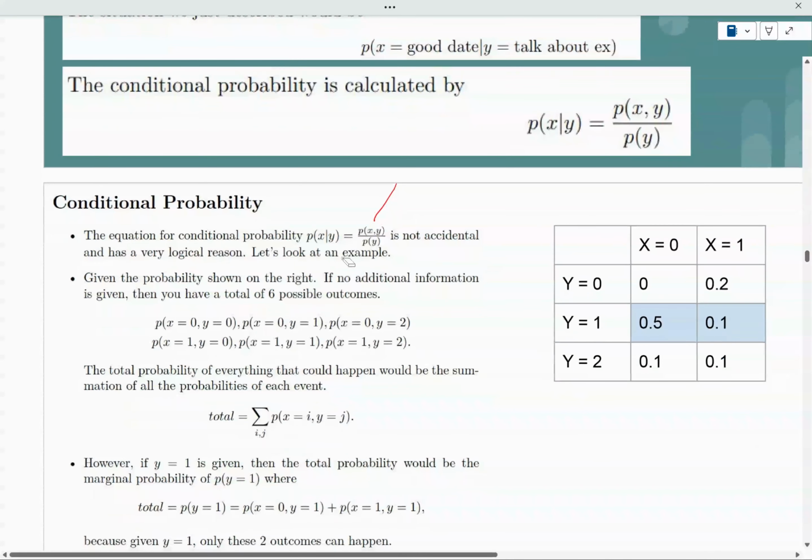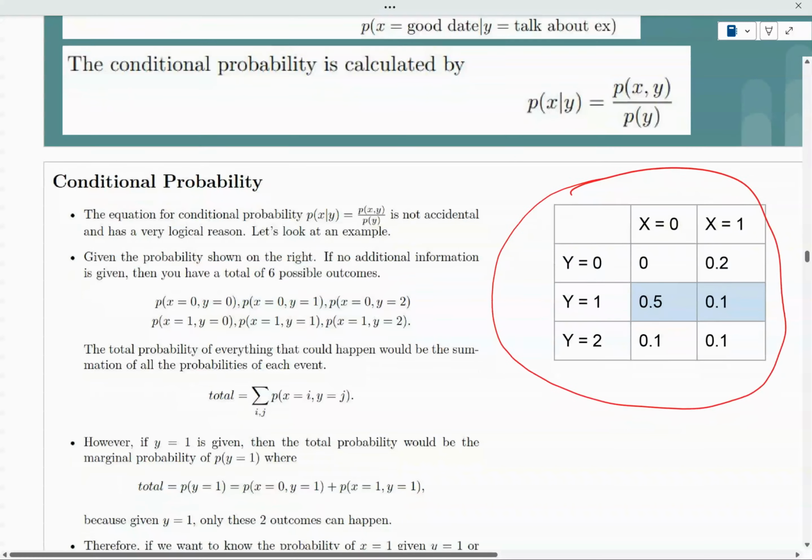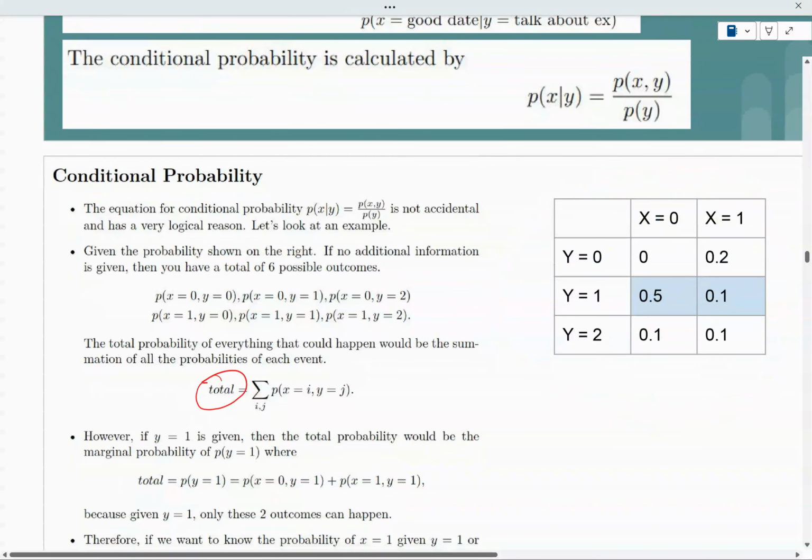Given this table, here's the probability of all possible events. Here's the joint probability distribution, probability of x and y. If no additional information is given, then you have six possible outcomes: one, two, three, four, five, six. Therefore, the total probability is the sum of them, which equals one. That's the total probability if no additional information is given.